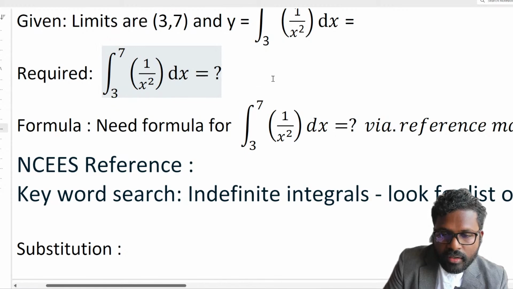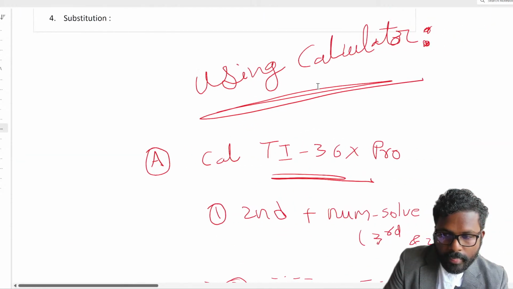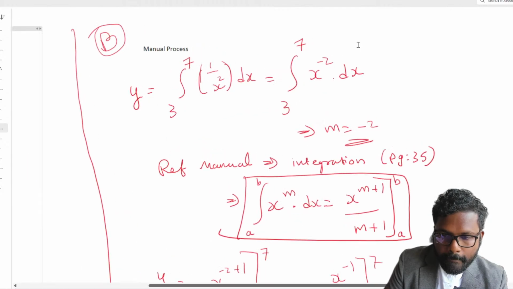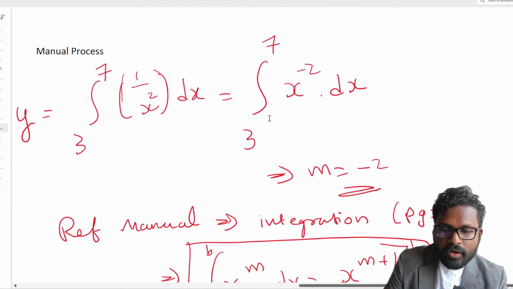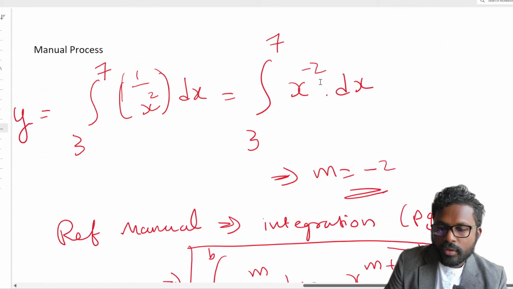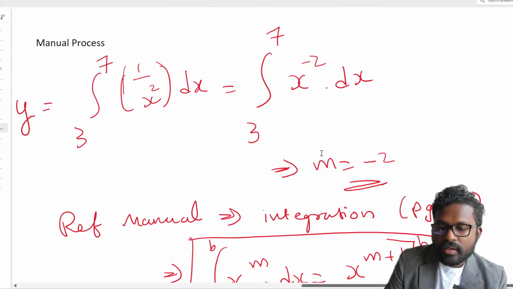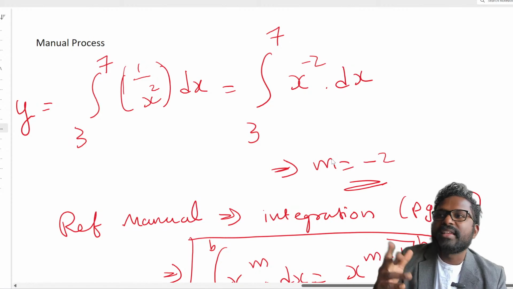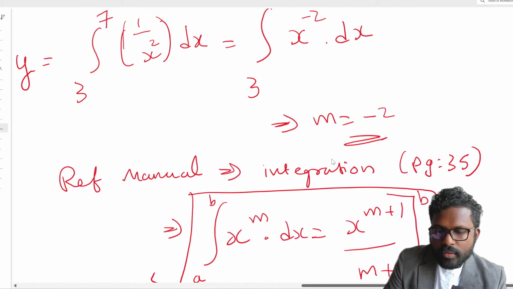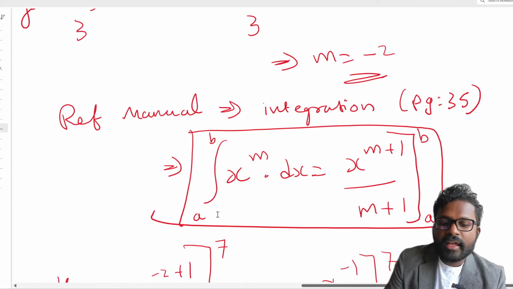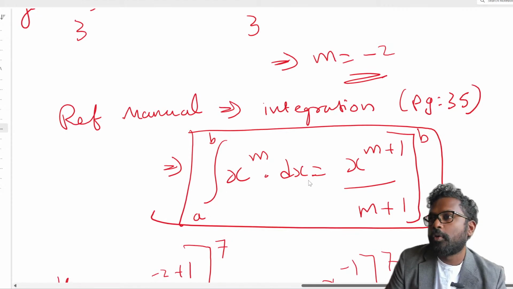And this can be rewritten as the integral from 3 to 7 of x power minus 2 dx. I basically moved the denominator x squared into the numerator as x power minus 2. So from this we can say the power m is equal to minus 2. I will just call the power m. So now we are in the integral of a to b x power m dx format.